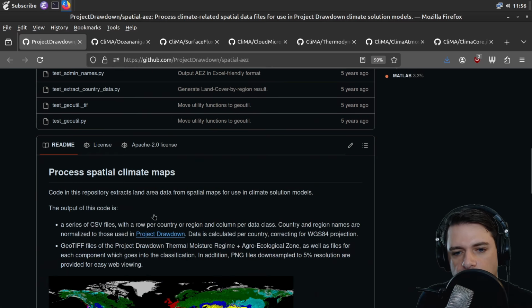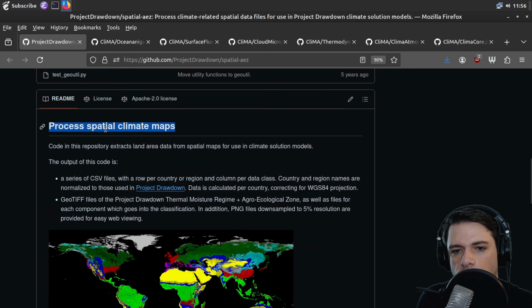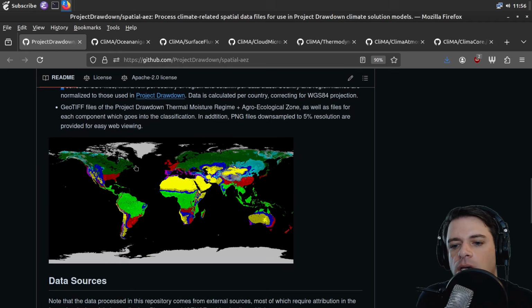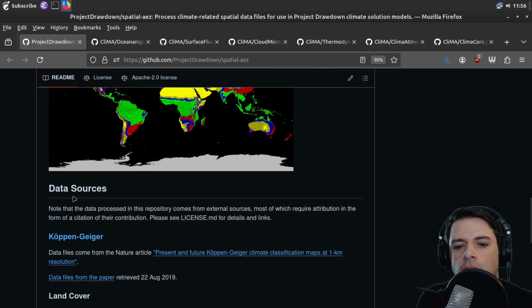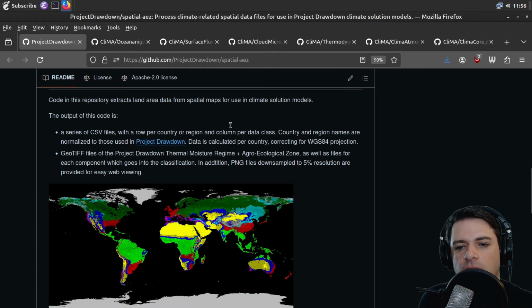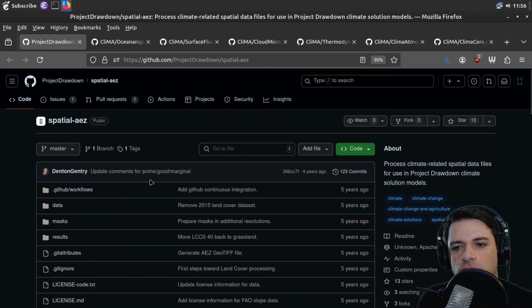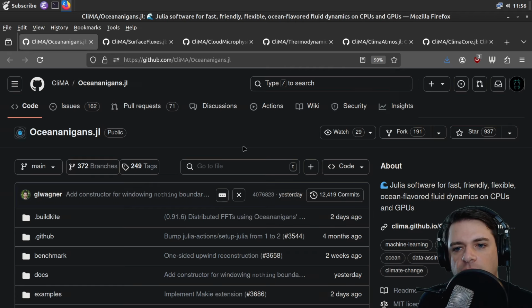Here's spatial AEZ. This is for processing spatial climate maps. It extracts land area data from spatial maps for use in climate solution modeling. Okay. It comes from external sources and so on and so forth. So this is essentially going to pull in data, probably put together some existing mapping libraries, possibly Python driven, and possibly GIS stuff.